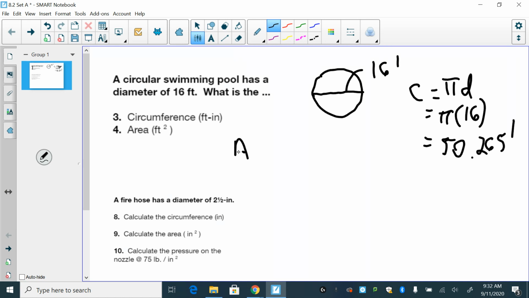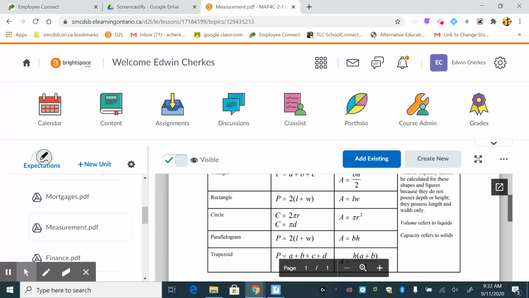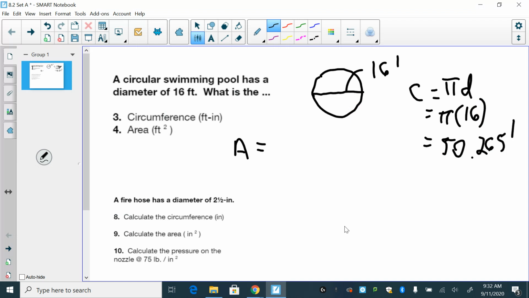So let's go to the formula package and look up area of a circle. Area of a circle is pi times radius squared, so radius times radius. To find the radius, you take the diameter and divide it by 2, because the radius is halfway. The radius would be from here to here, half of 16. So it's 8.